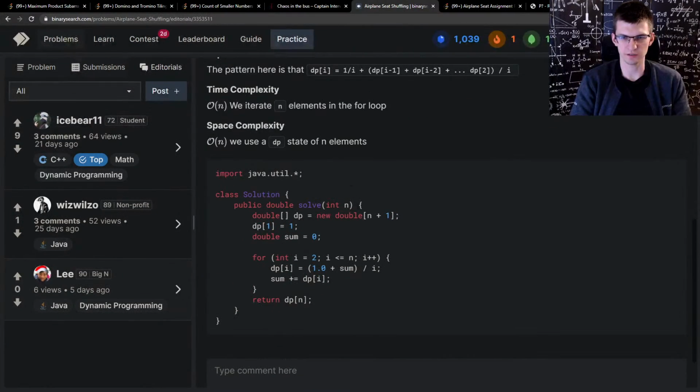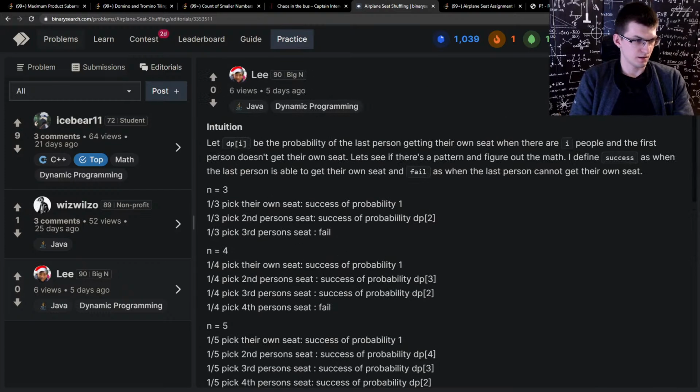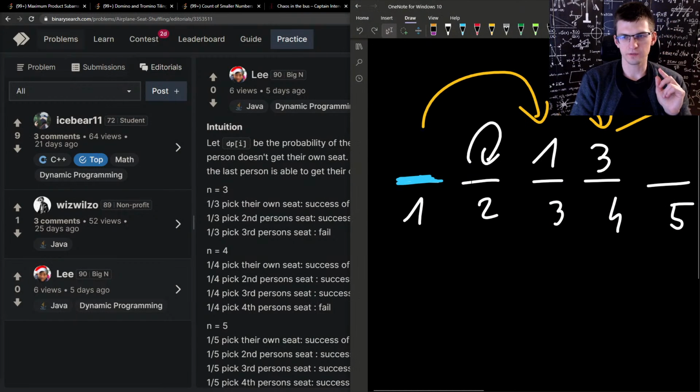Yeah, that's DP solution. But can't person 2 take seat 1 and person 3 take seat n? No. If 1 took place 2, and then 2 takes place 1, then everybody further will take its own seat because it's available. Whenever somebody takes place 1, the game is over because everybody after that will take its proper place.